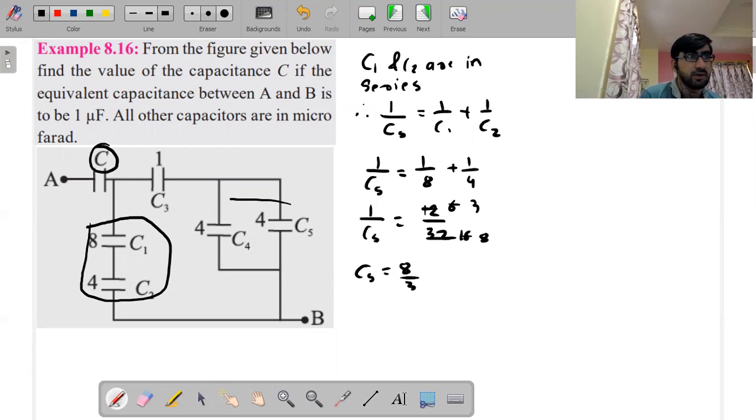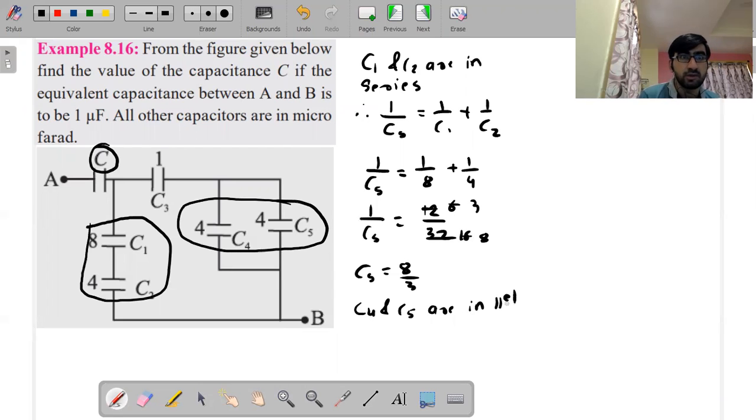And if you look here, these two are in parallel, so C4 and C5 are in parallel. The parallel combination doesn't have much of a problem. Therefore CP is equal to C4 plus C5. The value of C4 is 4, C5 is again 4. So you'll have 4 plus 4, that is 8.